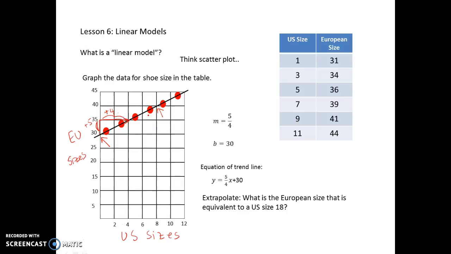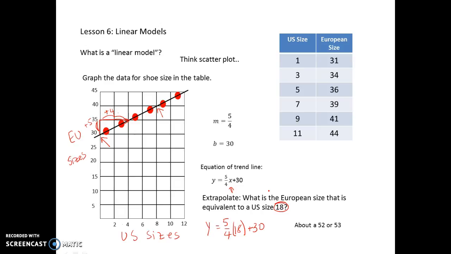You can also look at extrapolating. Extrapolating is something that's beyond the data that we have. So you can either extend the graph, or you can take our data and substitute it into the equation of the trend line. What I would do for this is take my US size 18 and substitute it in for x. So y equals 5/4 times 18 plus 30. And that will give me about 52 or 53 in European sizes.